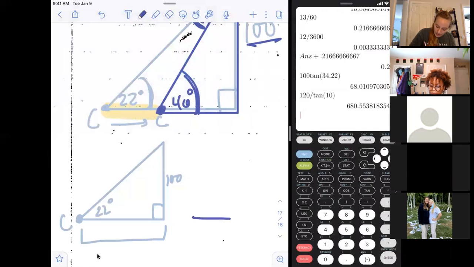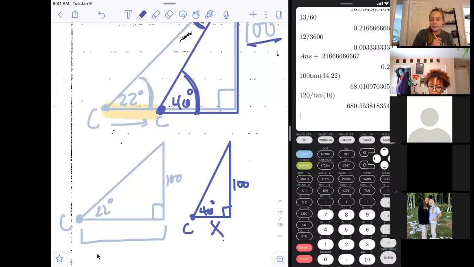Now I'm doing a skinnier right triangle because this one is still 100 feet tall of a building, but now my angle of elevation is 46, not 22. I'm going to label this distance X. So where the car ends up to the base of the building is going to be X. But that's not what I want. I want to know the distance from where the car started to where the car ended.